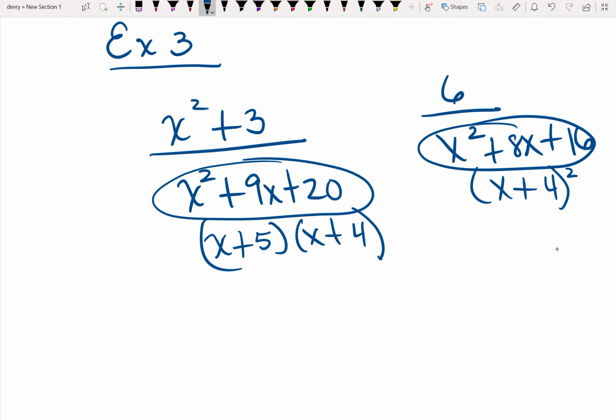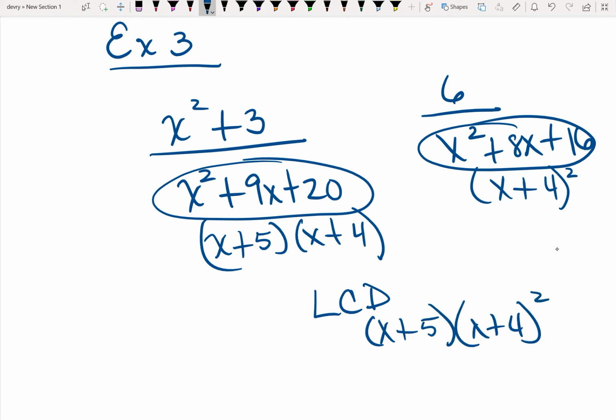So my LCD has to be the x plus 5 and the x plus 4 squared. You have to remember that x plus 4 squared goes into x plus 4 squared. X plus 4 does go into x plus 4 squared. And there's only an x plus 5, which you just drop in. So that is your LCD.